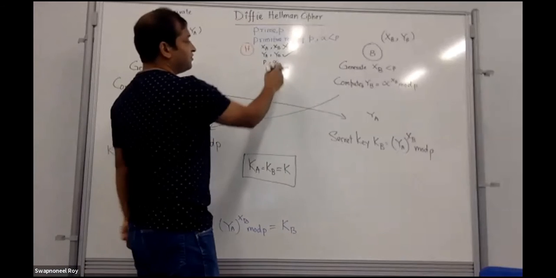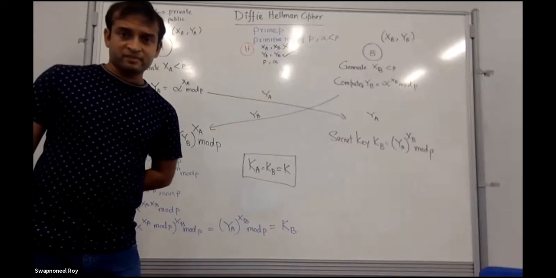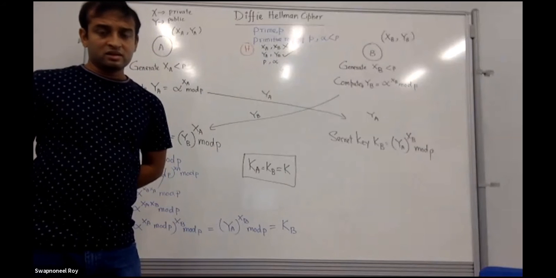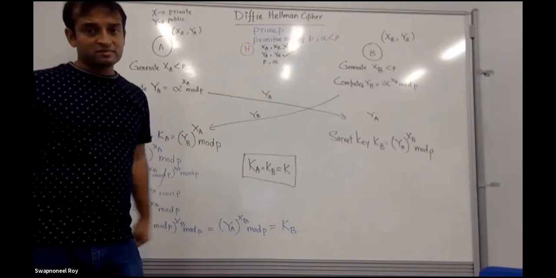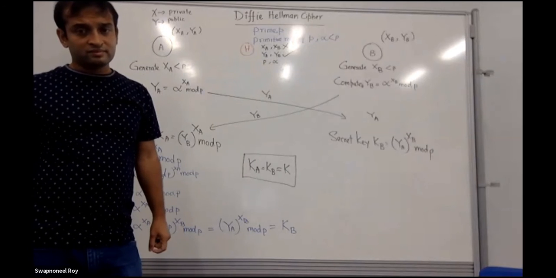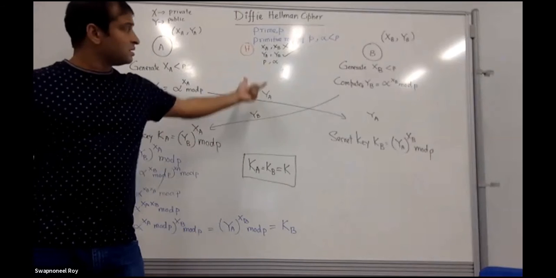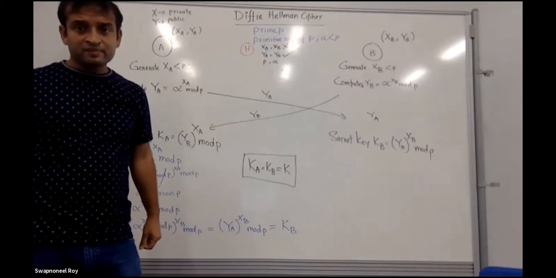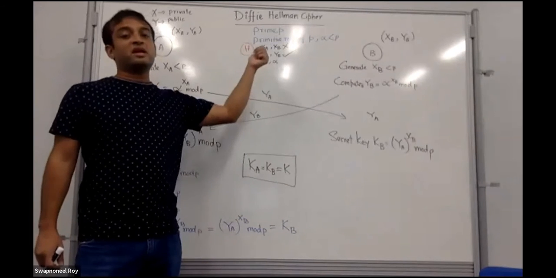What about the prime and alpha? What about the primitive root and the prime? Are these secret or are these public elements? Any idea? The primitive root alpha and the prime P, are they secret or are they public? Are they known to the hacker or are they not? So what do you think?